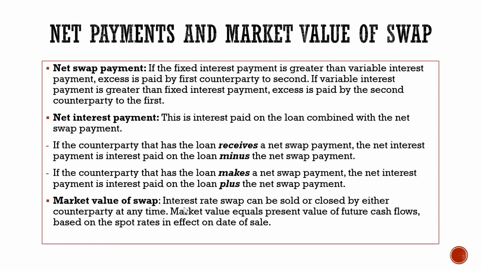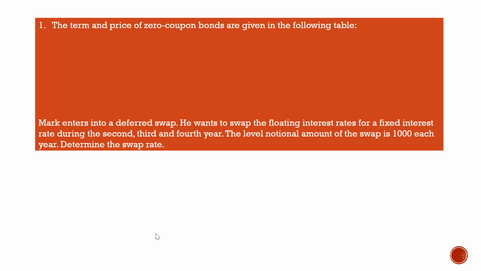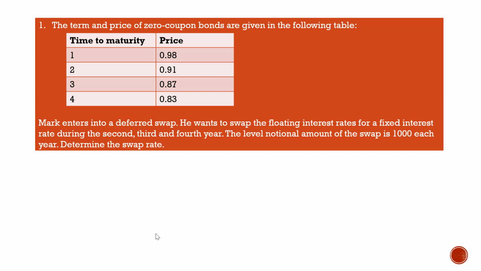An interest rate swap can be sold or closed by either counterparty at any time. Market value equals the present value of future cash flows based on the spot rates in effect on the day of sale. So that is everything about interest rate swap. Now let's do some practice.